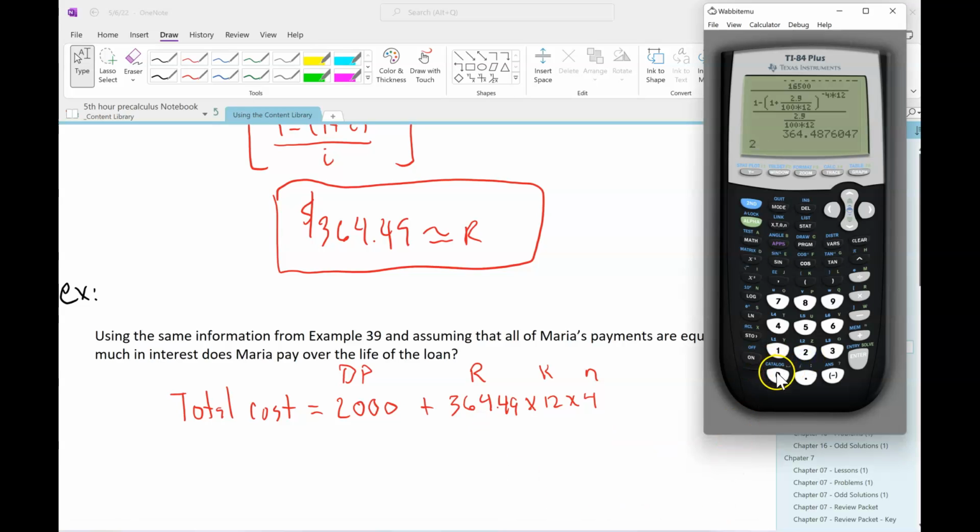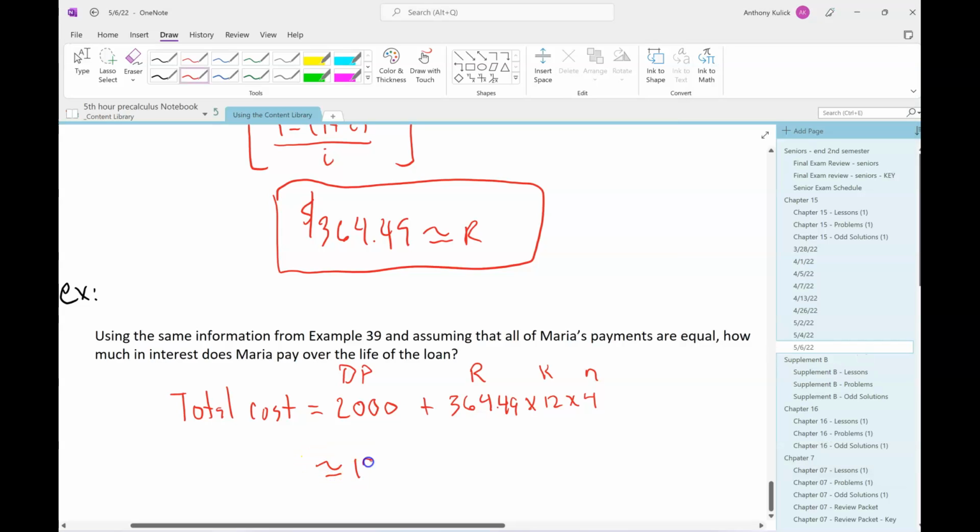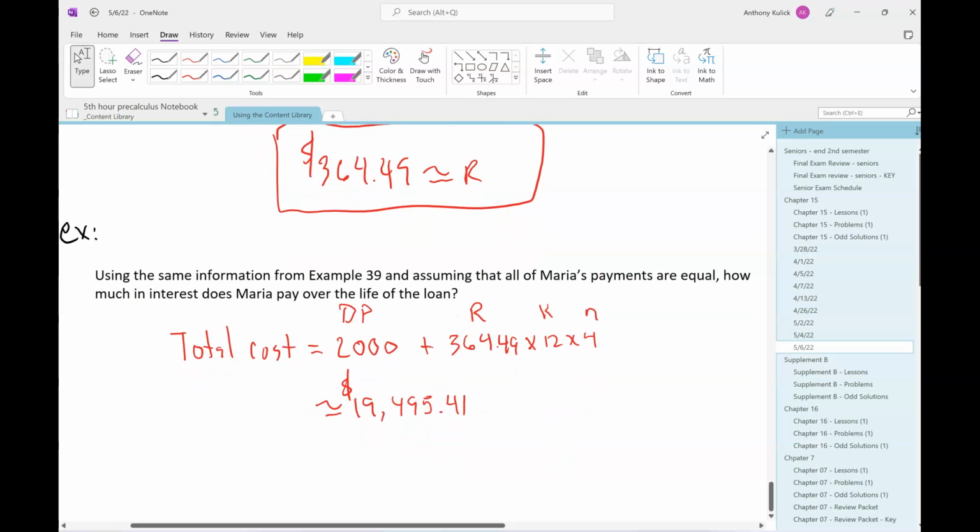Everybody cool with that? That's correct though, Landon. Good job. Good job remembering the down payment. That's the piece most people forget. So we end up spending $19,495.41. $18,500 would be a good price for that particular vehicle you just quoted. That's what I calculated.